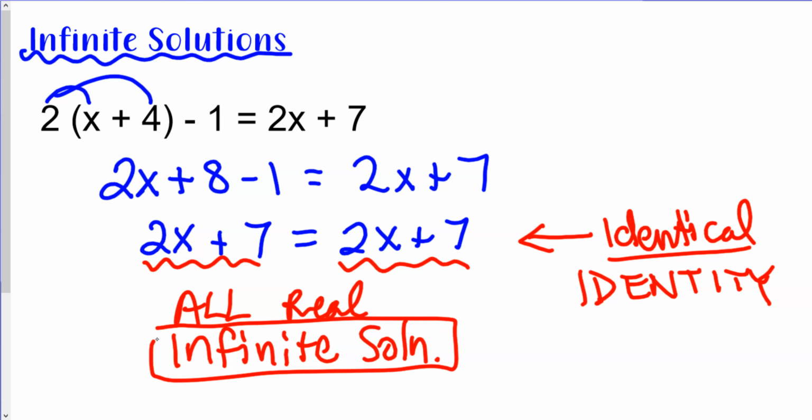That's your answer. So the key is when you're solving an equation and there's variables on both sides, if the left hand side looks exactly the same as the right hand side, you know it's infinite solutions.